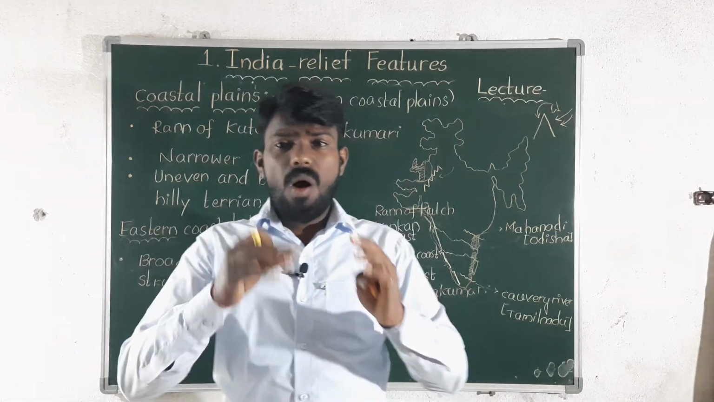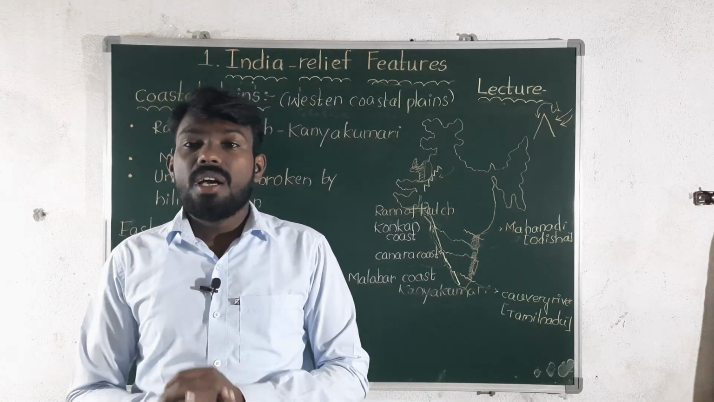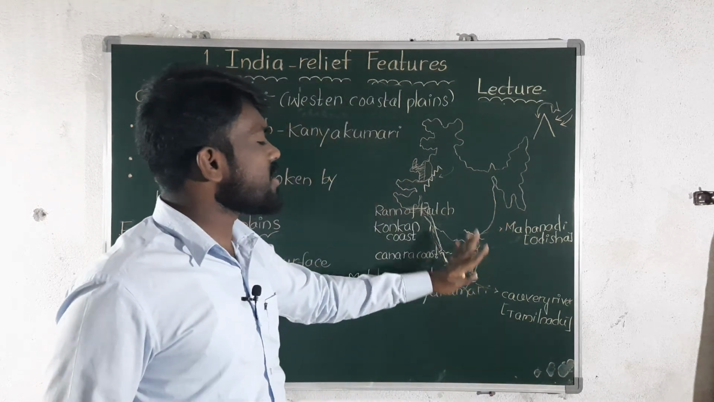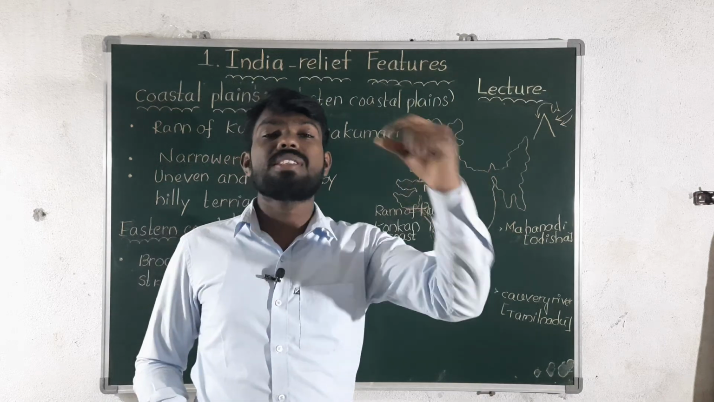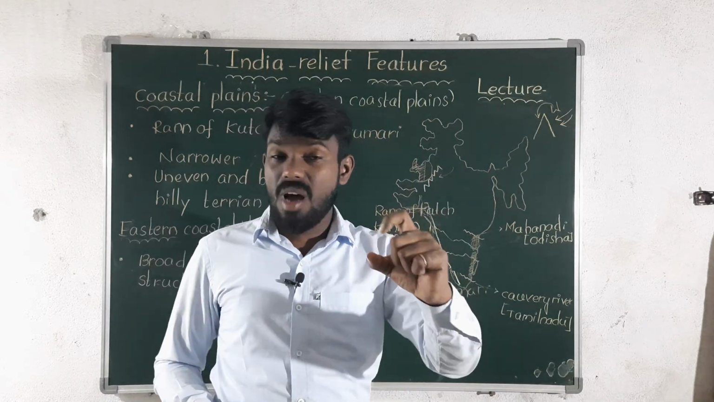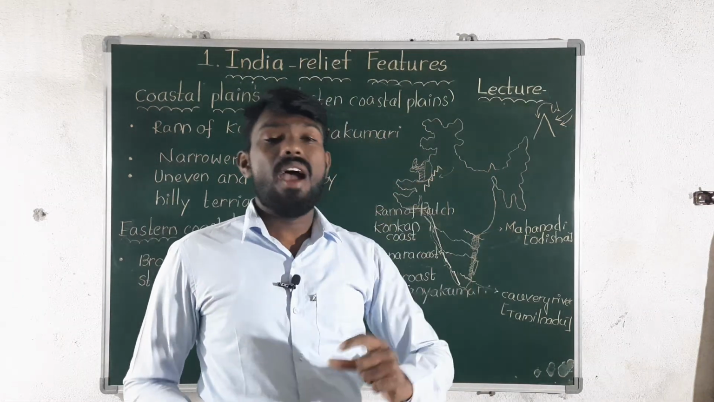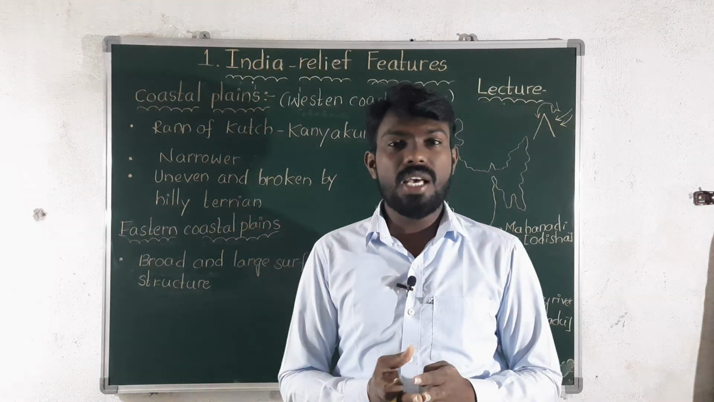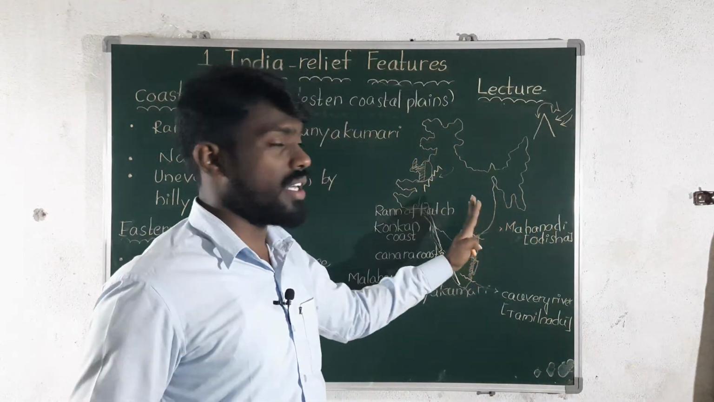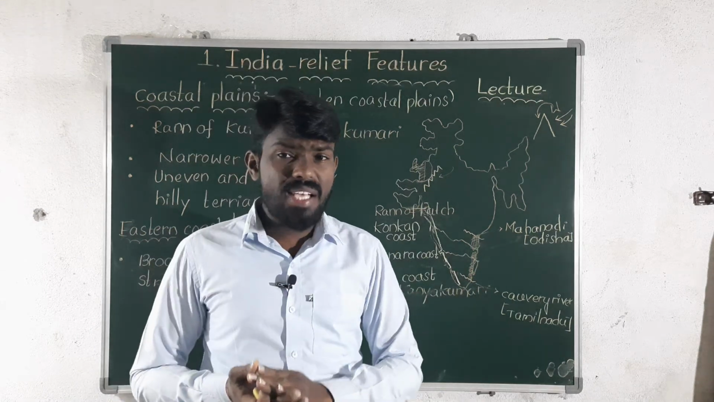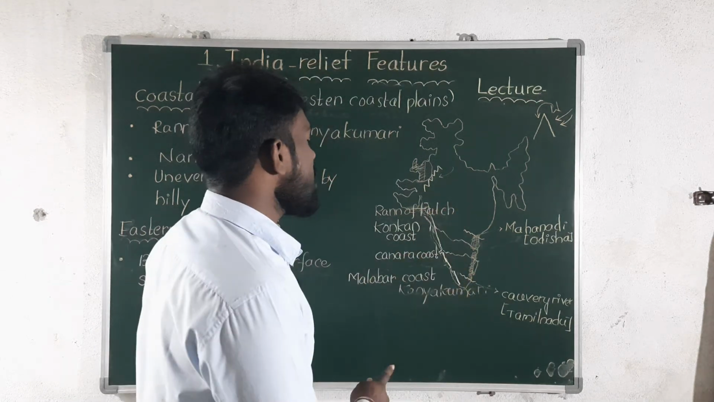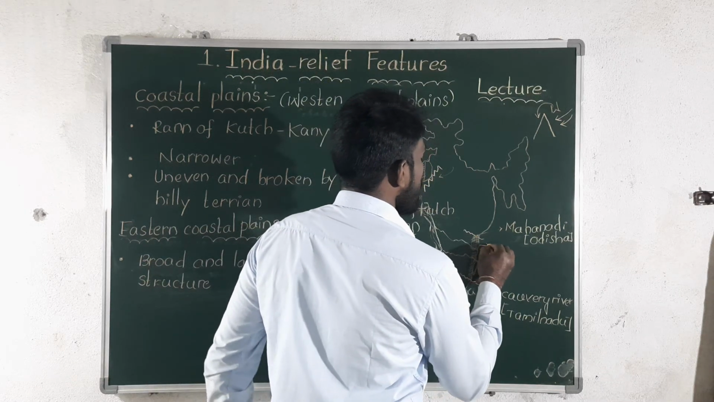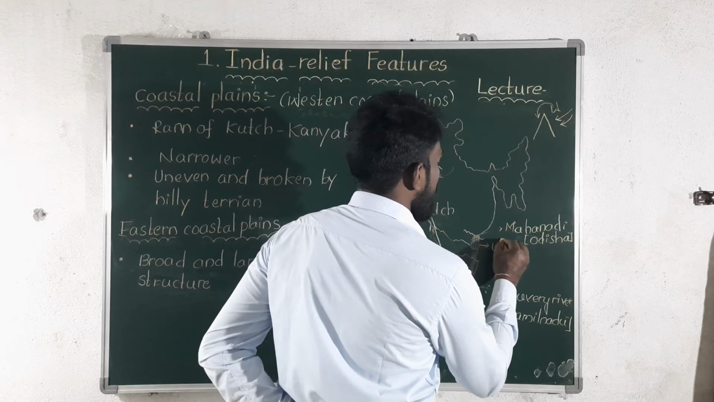Then these coastal plains have different names, given locally based on the place where they are located. So the first one is the Utkal Coast in Odisha. In Odisha, this coast is called Utkal Coast.